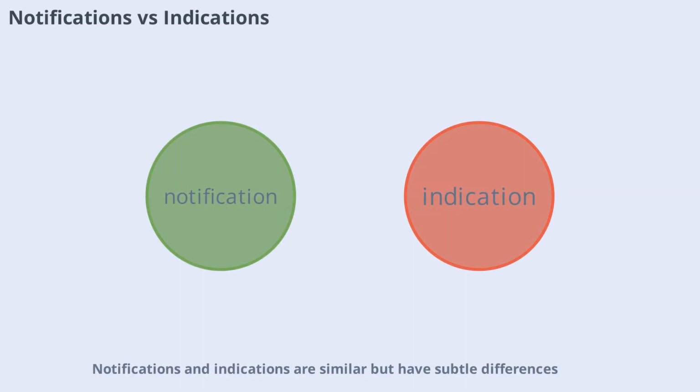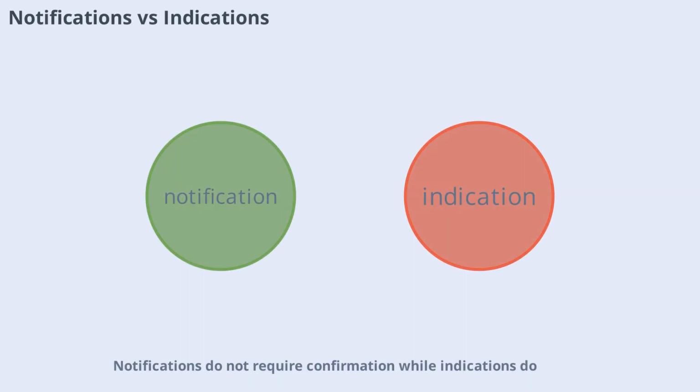Notifications and indications are similar but have subtle differences. Notifications do not require confirmation while indications do. From the Android app perspective, both result in receiving a byte array, but indications provide extra reliability by confirming receipt. The stack handles confirmation automatically, so you don't need to worry about it. Choosing between notifications and indications depends on your device and the characteristic's properties. Both are useful for receiving updates, but indications are preferred when reliability is critical.